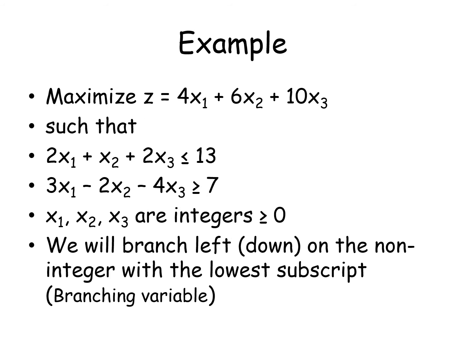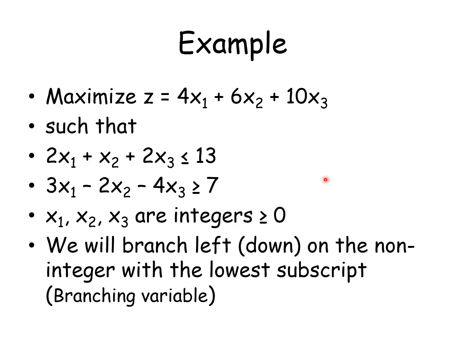This is an example which we'll solve completely in the rest of this lecture. This example is: maximize z equal 4x1 plus 6x2 plus 10x3, subject to 2 constraints, and the last integrality constraint says that all decision variables x1, x2, x3 are non-negative, and they must be integers.